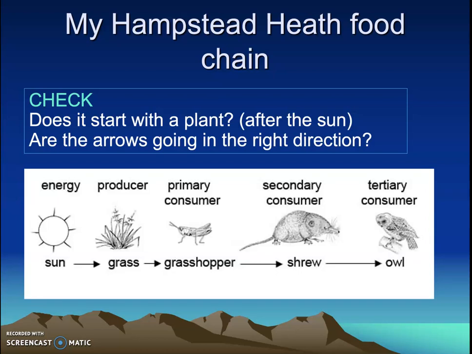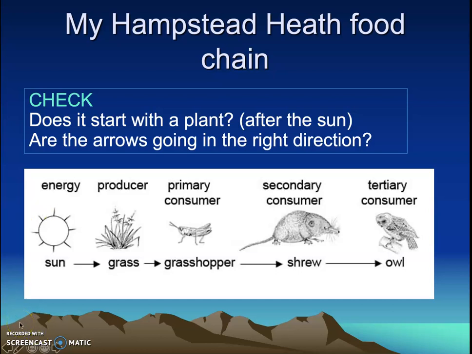Starting with the sun, obviously the energy from that sun is transferred by the grass into its own food. It creates its food, it's a producer, and then it passes that energy on to the grasshopper when it's eaten. A shrew then feeds on the grasshoppers, and then an owl feeds on the shrew. So our final consumer, for instance, is the owl, and then we've got the primary and secondary, the grasshopper and the shrew just before it.